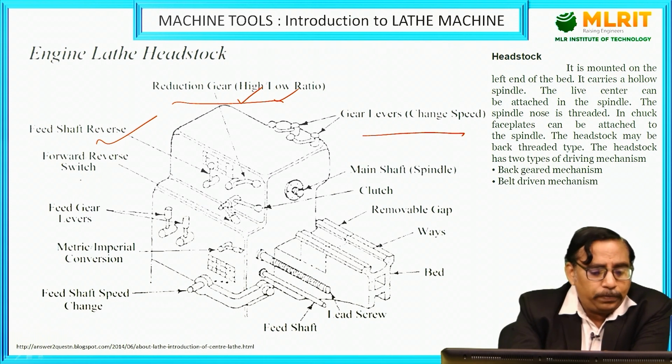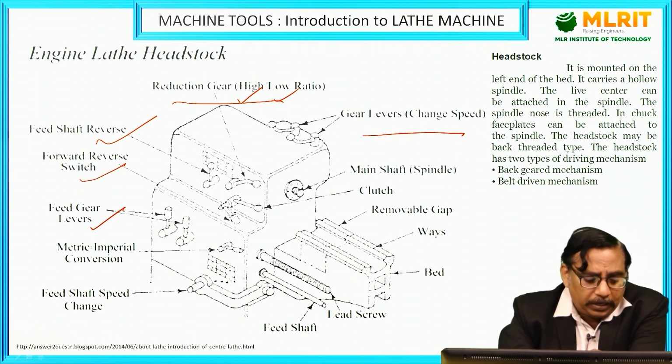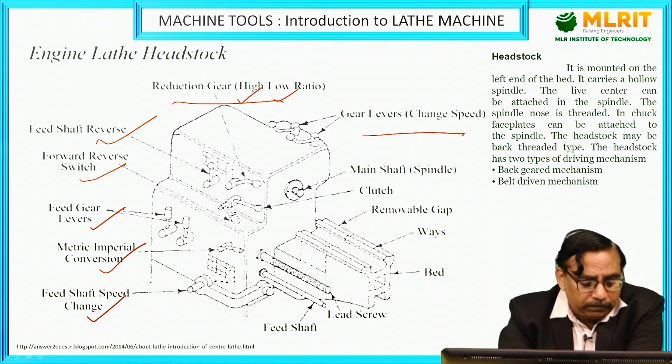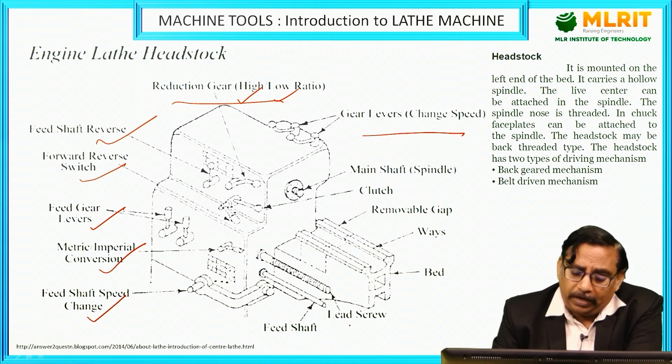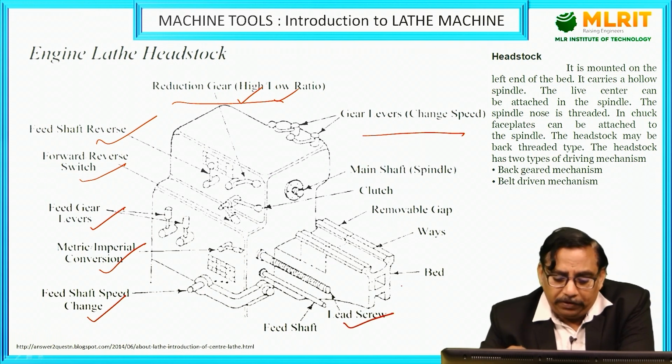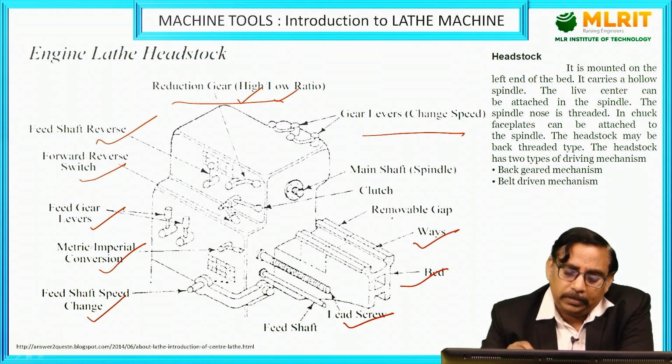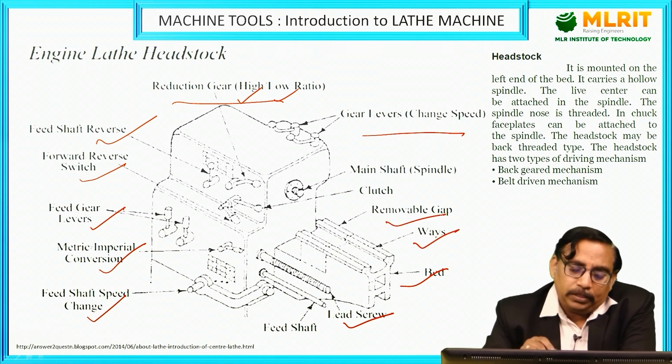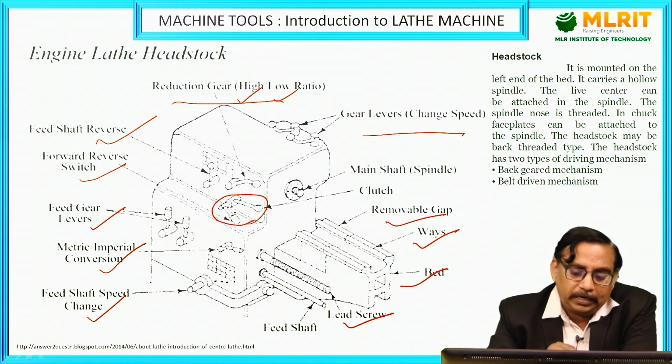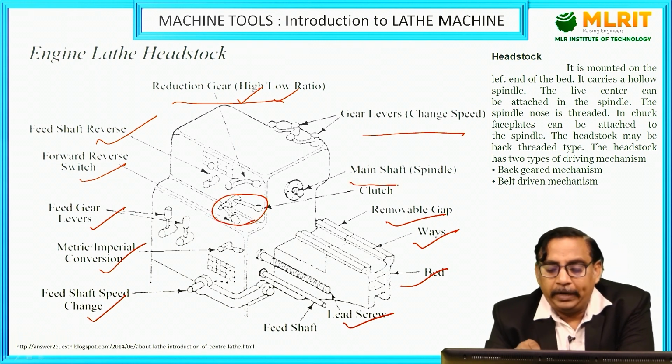Then also we will be having a forward and reverse switch. We will be having feed gear levers. We will be having metric to inches conversion. Then we will be having feed shaft change speeds. Then we will be having a lead screw. Then we will be having the bed. Upon the bed we will be having guideways. Upon that we will be having a removable gap. Then there will be a clutch provided in the headstock. Then there will be a main shaft spindle.